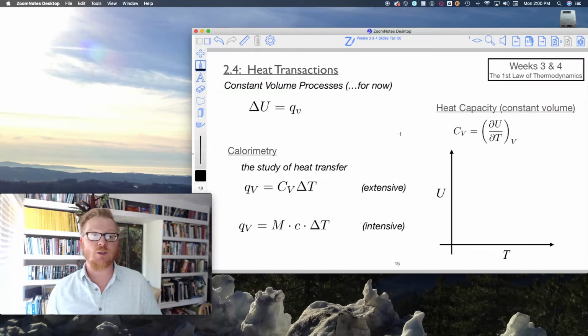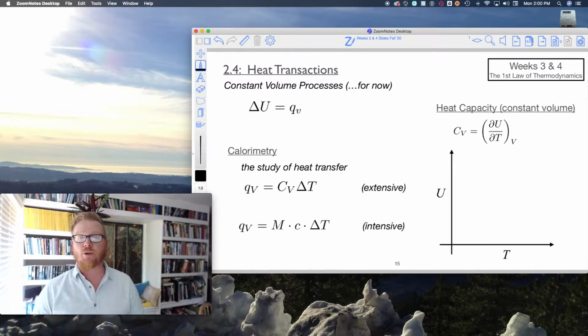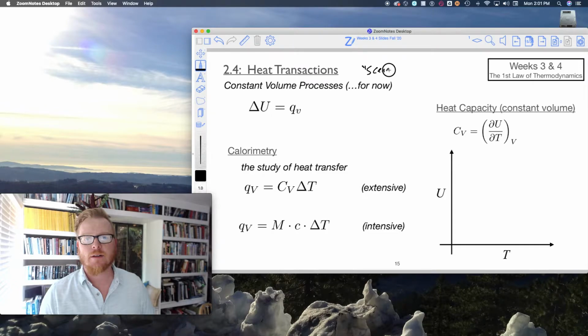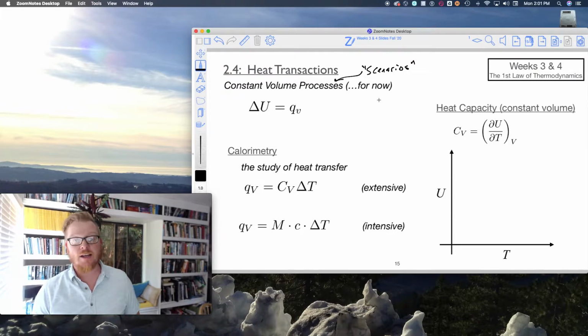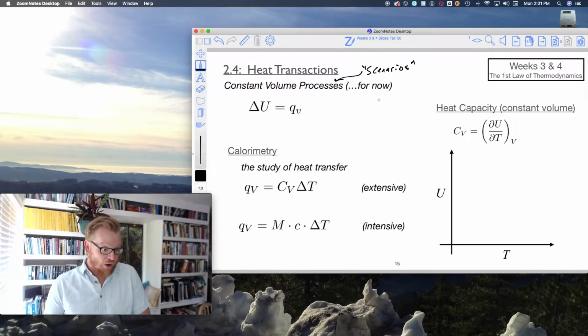Okay, moving along. Let's get into heat transactions. This is where we're going to start getting into hopefully some familiar ground, talking about calorimetry and heat capacity. For now, this is another one of these scenarios, a constant volume process. We can also talk about a constant pressure process. This is the game we play, simplifying our scenario and defining what we're dealing with. In this case, let's talk about a process that's constant volume.